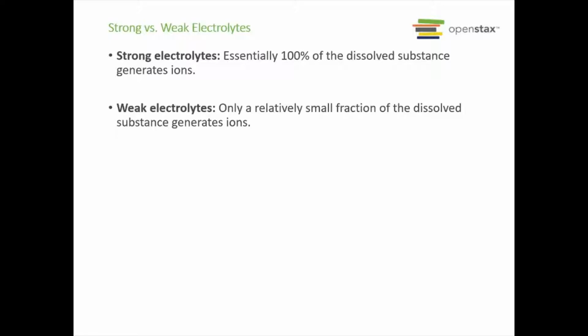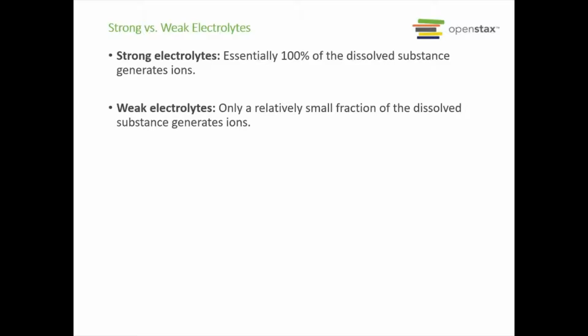So now electrolytes, you're probably already thinking things like ionic compounds, like potassium dichromate and sodium chloride, and you are correct. Now we can classify electrolytes as either strong or weak. A strong electrolyte has basically 100% of the dissolved substance generating ions. So if you put sodium chloride in water, it basically all breaks up into sodium plus and chloride minus ions.